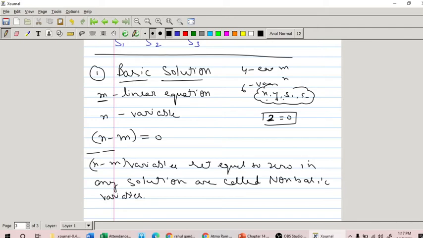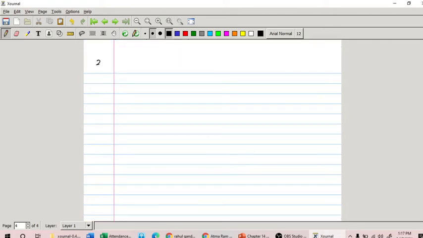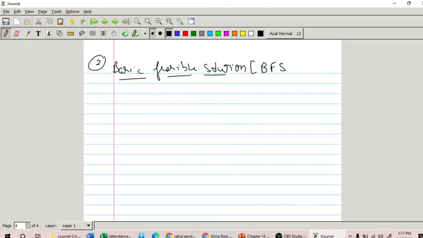So, there might be chances that you do not fully understand this concept, and I expect that after doing one example on this, these concepts will get cleared in your head. And the second solution is your basic feasible solution. Many times you will find that this basic feasible solution is written as BFS.